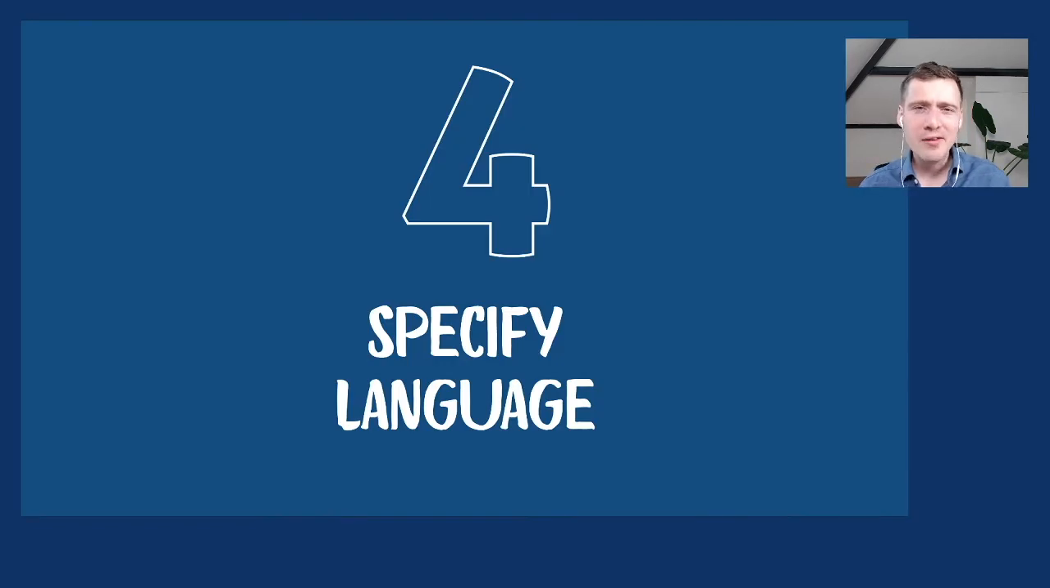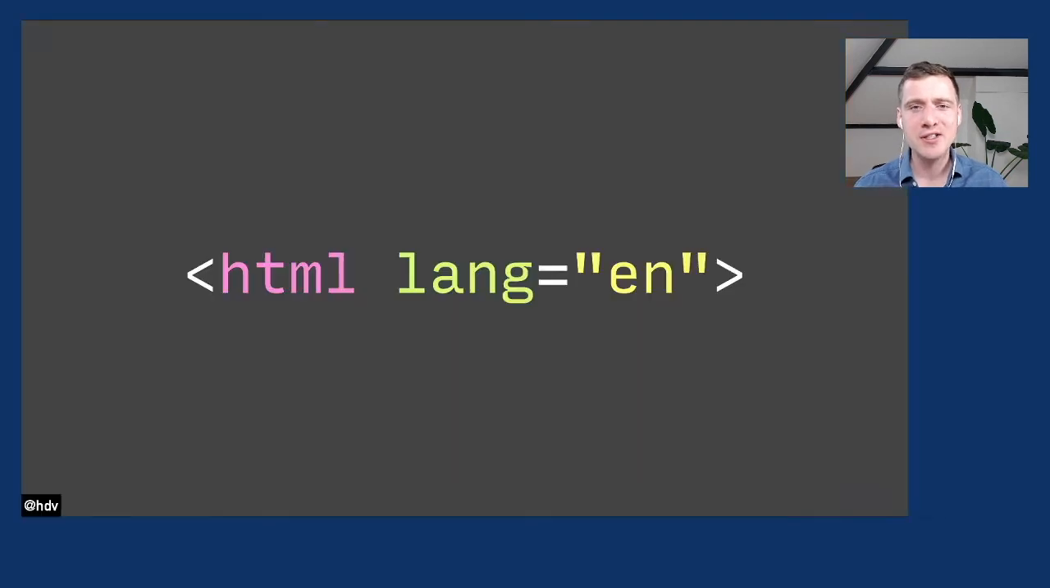The fourth tip I have for you today is to specify language. And this is something that you do in the HTML element for the document. So the whole page gets specified there with a lang attribute, and you put in the shortcode for the language. So if the web page is in English, you do lang equals en, and that tells the browser that all of the content in the web page is in that language.